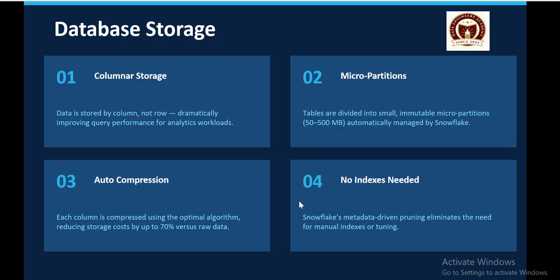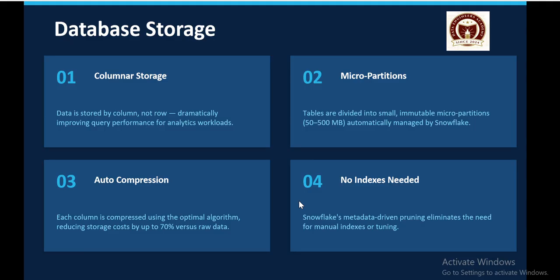So first we talk about database storage. Columnar storage: data is stored column by column, not row by row. When you run a query like select average salary, Snowflake only reads the salary column, which is much faster. And micro partitions: Snowflake automatically splits your table into small chunks, 50 to 500 MB. Each chunk has metadata, so Snowflake knows which chunk to skip when running a query.